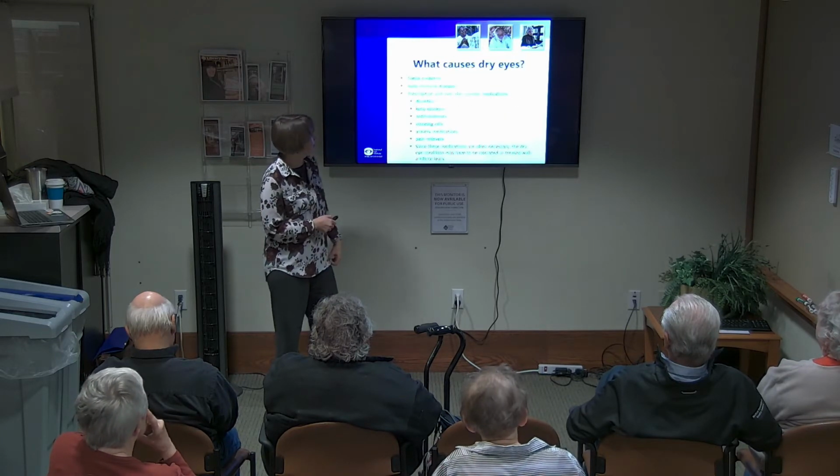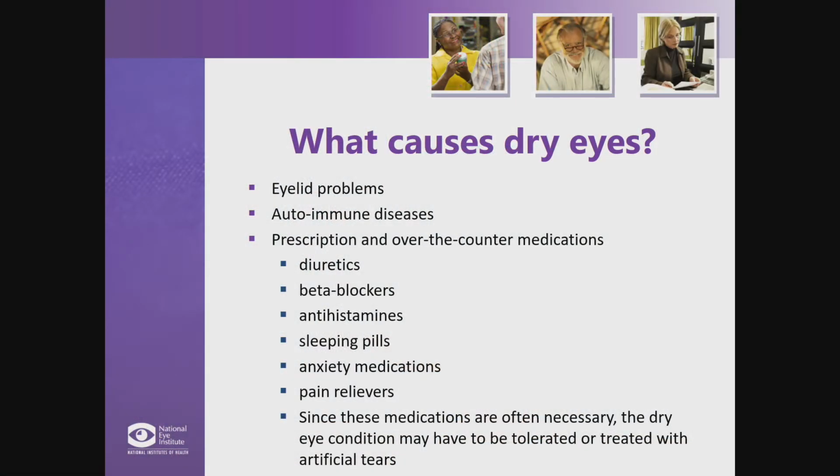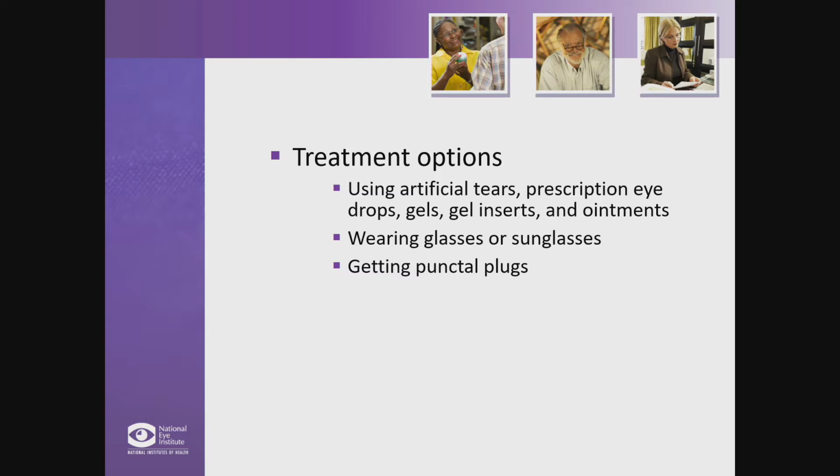So what can cause dry eyes? Sometimes it's our eyelids, sometimes it's rubbing wrong, autoimmune diseases. There's lots of medicines that actually dry our body out, and so it decreases our tear production. Since these medicines are often necessary, you kind of have to find a way to cope with it. So treatment options, artificial tears. We don't use too many prescription eye drops except for things like Restasis, I'm sure you've heard of. There's Xiidra, there's another one that's supposed to be coming out soon.